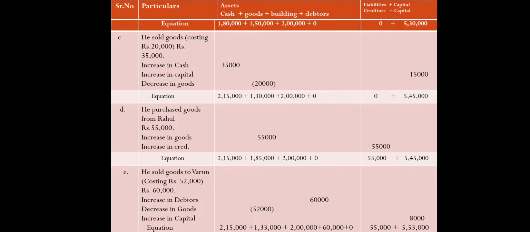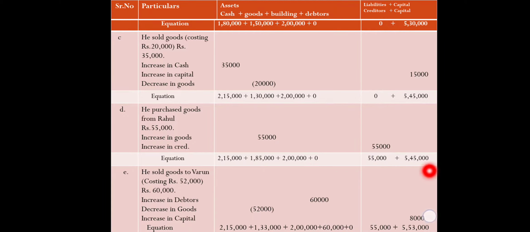Then comes your next. He purchased goods from Rahul for rupees 55,000. In this particular case we are going to add a new column, that is, creditors will be increased. You can see here creditors I have introduced, 55,000, and the goods will be increased by 55,000. So finally the equation will be 2,15,000 plus 1,85,000 plus 2 lakhs, and both the sides tally with the same amount.